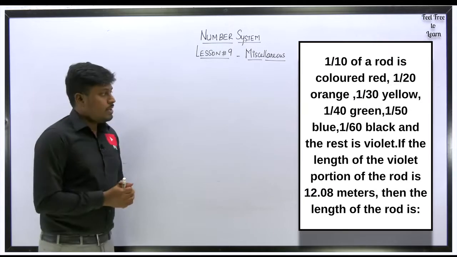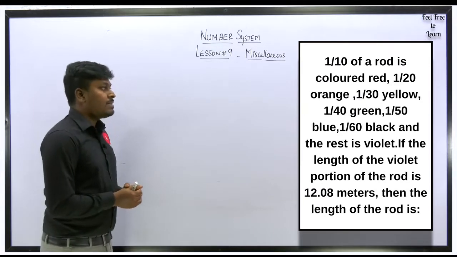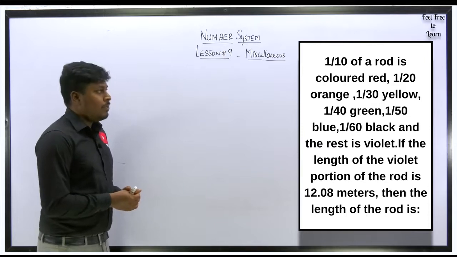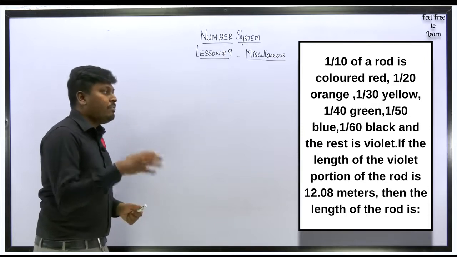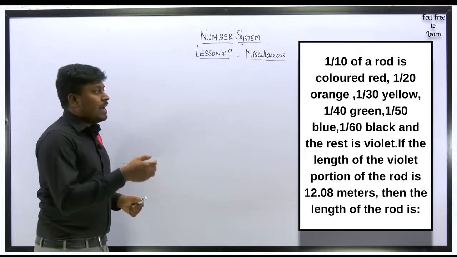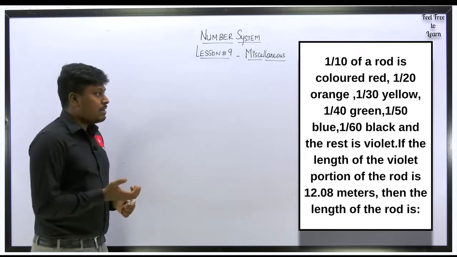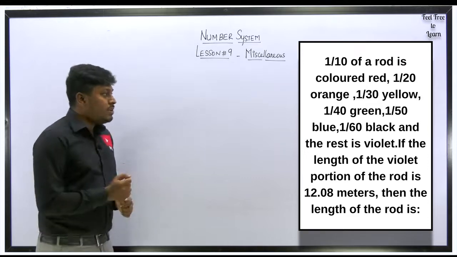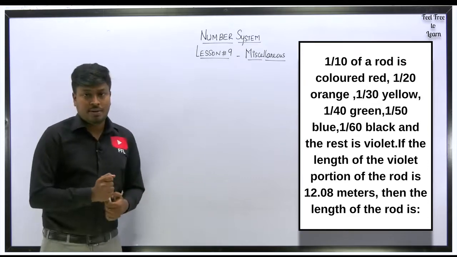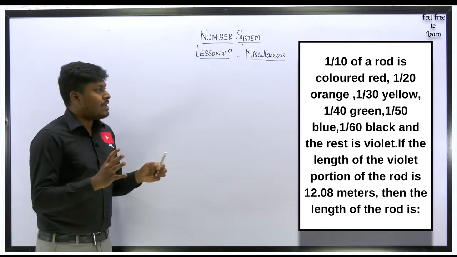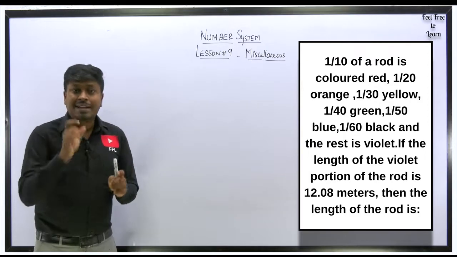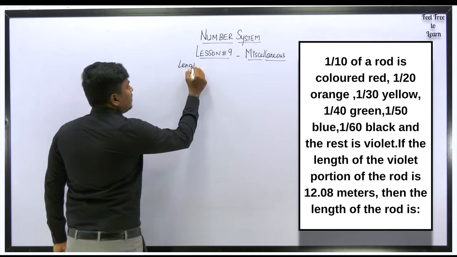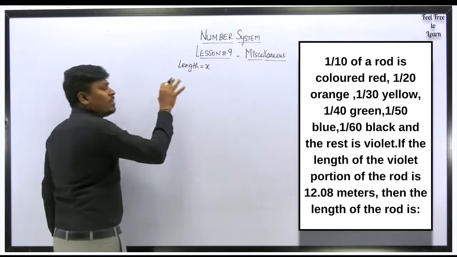Question number 5. 1 by 10th of the rod is colored red, 1 by 20 orange, 1 by 30 yellow, 1 by 40 green, 1 by 50 blue, 1 by 60 black, and the rest will be in violet. If the length of the violet portion of the rod is 12.08 meters, then the length of the rod is. So listen here, what is our target? Our ultimate goal is to find the length of the rod, right? So now let me keep the length of the rod as x, because the length of the rod is unknown.